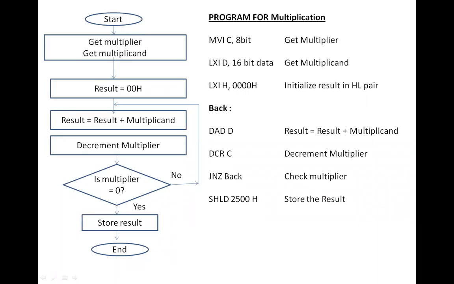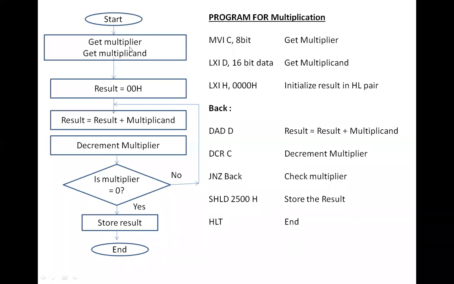which has been done by using successive addition. The result will be stored at 2500, meaning the content of L register will be stored at 2500, and the content of H register will be stored in the next memory location, that is 2501. So in this way, and then we have to halt.